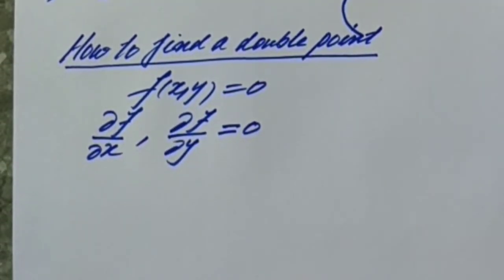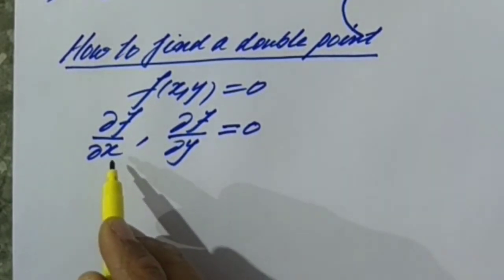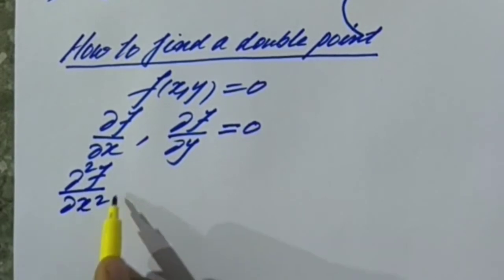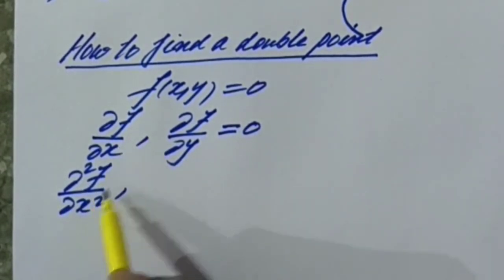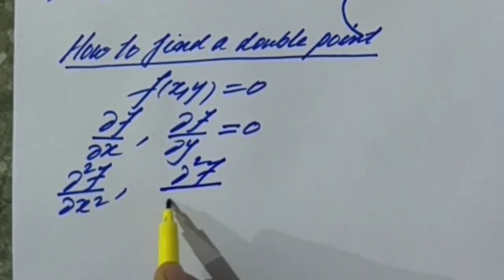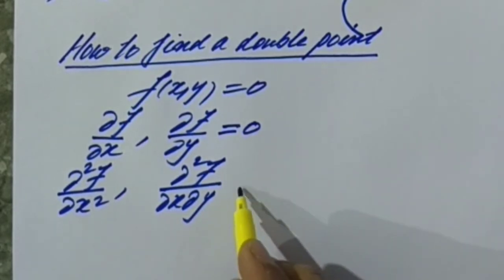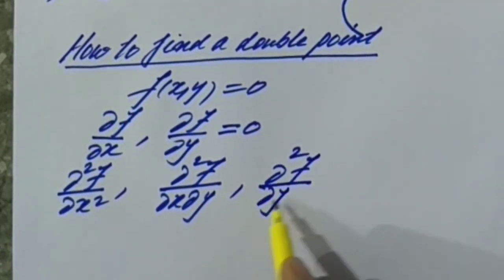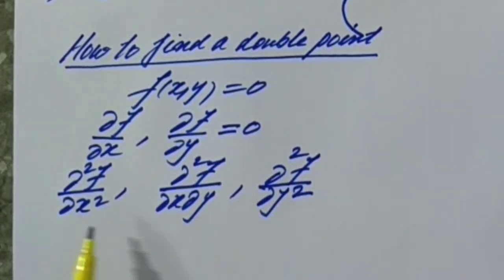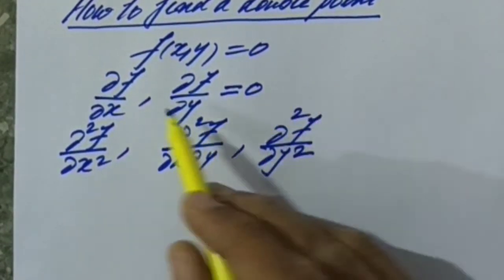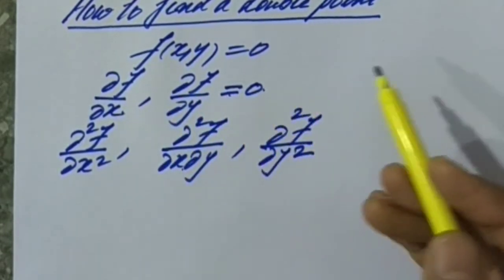After that, to determine whether the double point is a node or a cusp, we need to find the second order partial derivatives. First, del 2f over del x square, by differentiating del f over del x with respect to x again partially, then del 2f over del x del y, that is differentiating the partial derivative with respect to y again with respect to x, and del 2f over del y square, that is the second order partial derivative of del f over del y with respect to y again. Then we find the values of these second order derivatives at those points obtained by equating del f over del x and del f over del y to 0, that means the possible double points.